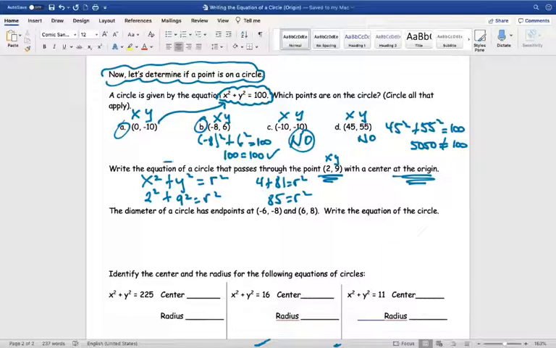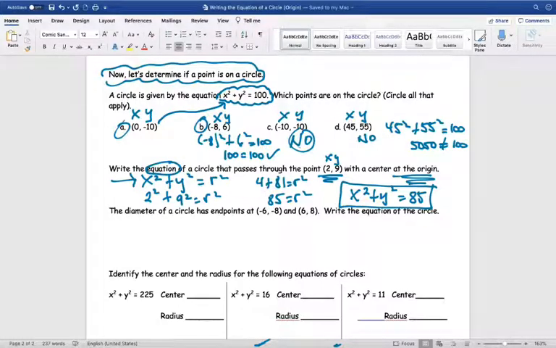Now I'm looking for the equation, which is going to look like this: x squared plus y squared equals r squared. So I need my r squared. I'm going to just leave it like that. So my equation will be x squared plus y squared equals 85. That's the equation of the circle.